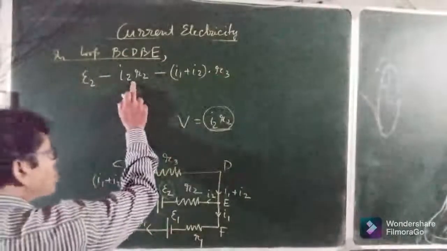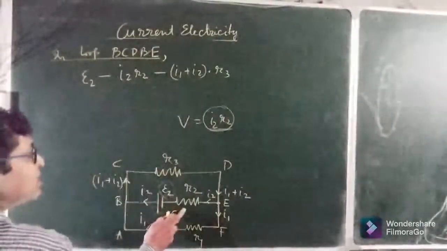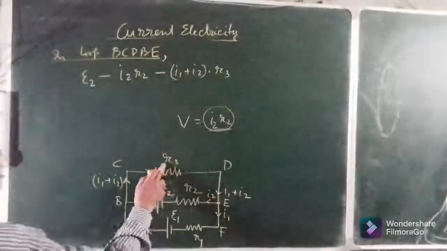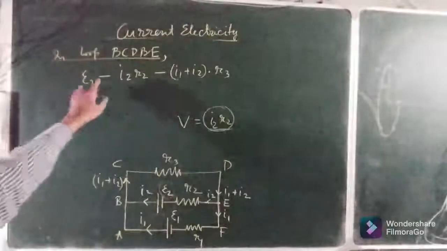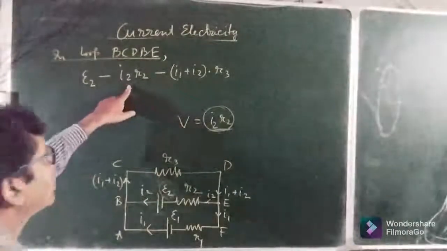So this is the cell EMF. This is the first loss of energy. Some amount of energy is lost in R2. Some amount of energy is lost in R3. And according to Kirchhoff's law, the sum of all EMFs and the products of resistances and corresponding currents will be 0.